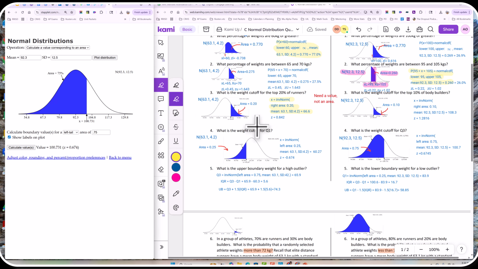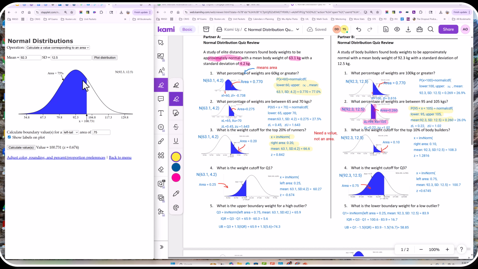Now let's go to the other side, partner A. What is the weight cutoff for Q1? Again, remember we have a different mean and a different standard deviation, so I need to adjust. I'm looking at the 25th percentile if I'm looking for Q1. Calculate my value, and you can see that it is 60.27. All right, so that's Q1.